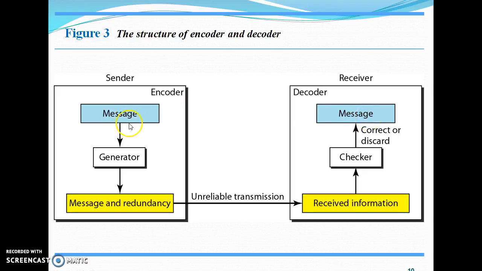After checking, if there are no errors, it decodes the message. At the sender side, first we have a message. Using this message, the generator generates the redundancy bits and adds them to the message. The message and redundancy bits together we can call a code word. This code word is sent to the receiver. The receiver receives the original message along with the redundancy bits and checks for any errors. If there are any errors, it simply discards the message. Otherwise, the receiver accepts the message and can read it.